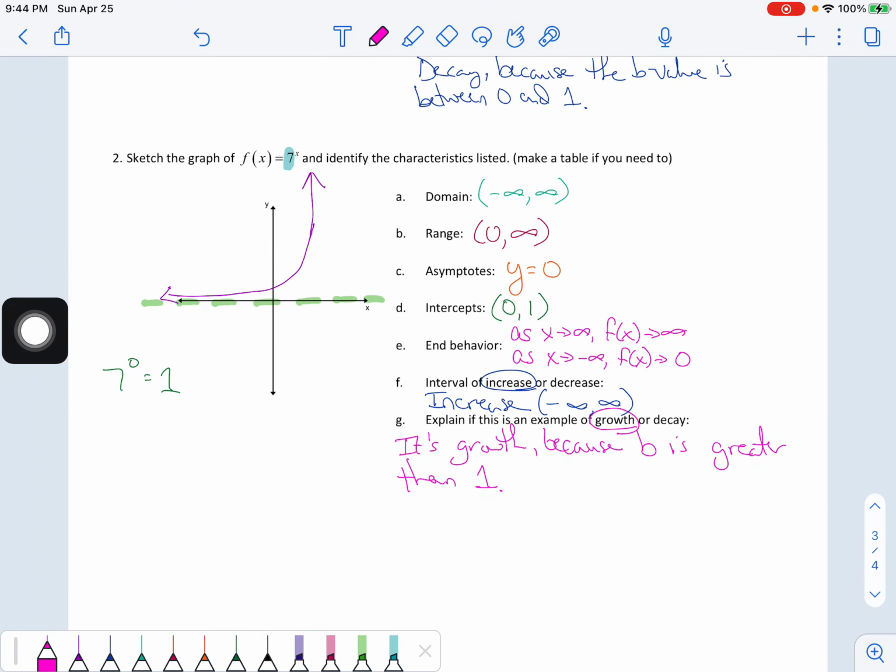All right, so that's the 2 practice problems. Let me know if you have any questions or concerns on exponential growth, exponential decay, or any of the key characteristics of them.